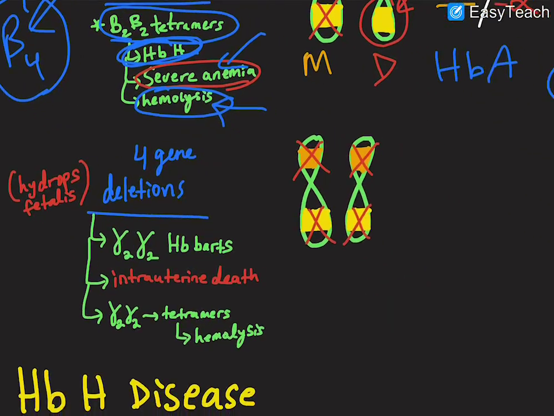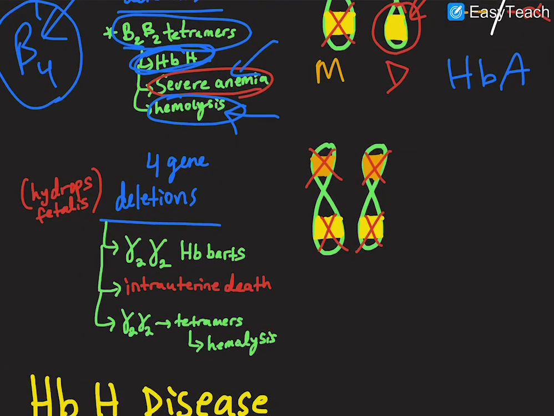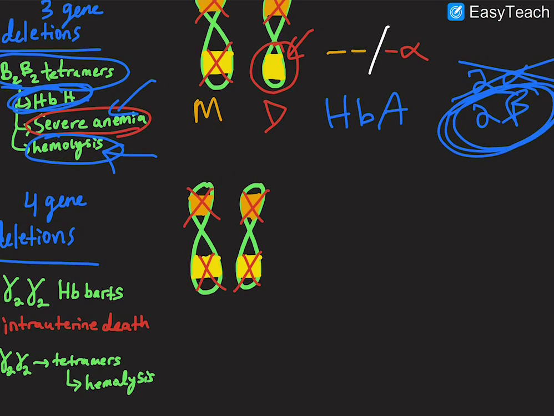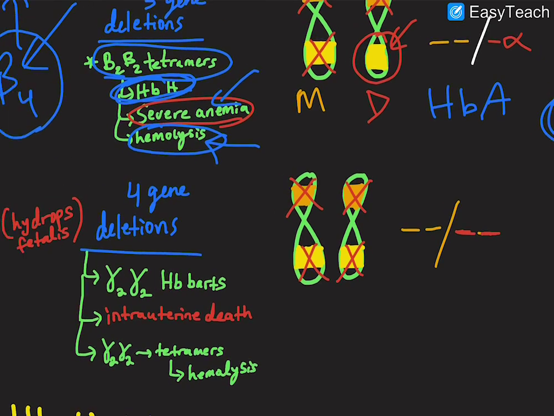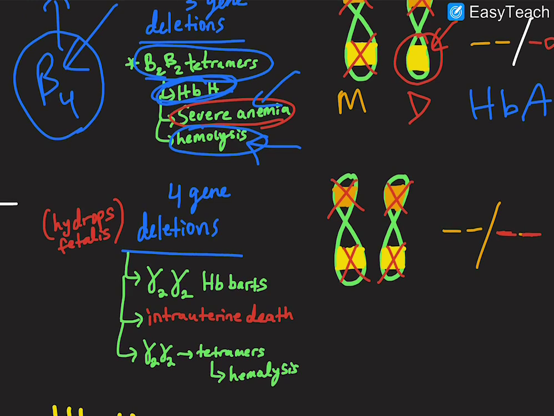Now let's move on to the fourth type of alpha thalassemia, which is all four alpha genes deleted. So this is the worst type. You're going to have something like this where both alpha genes on each chromosome are deleted. This should be in red. You're going to have something like that. So you have no functional alpha genes, which means you're producing no alpha globin chains. This is actually lethal.